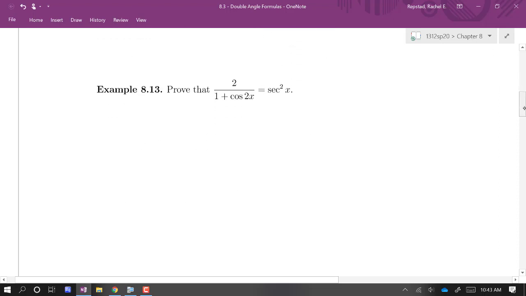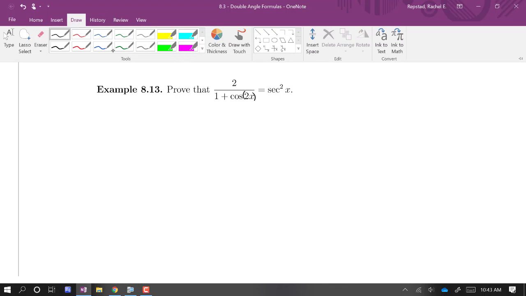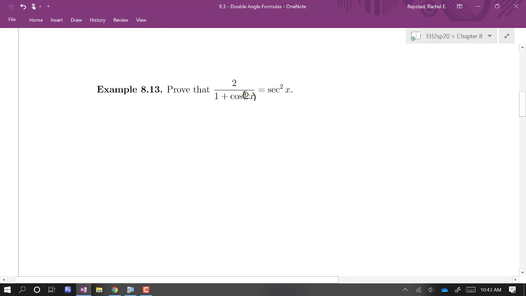All right, in this one, we've got another identity that we're going to prove. And one thing I just want us to notice right off is that we're going to prove that 2 over 1 plus cosine of 2x, there's the argument inside the trig function here, is equal to secant squared x. The angles have changed, right? So I know that I'm going to have to use an identity that allows me to switch up the angle.